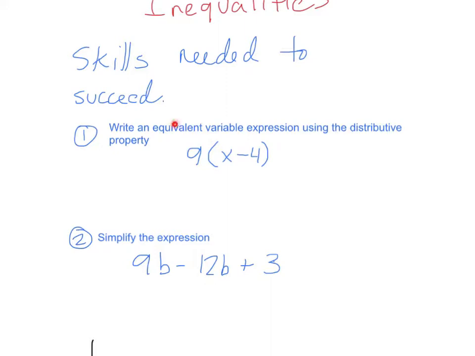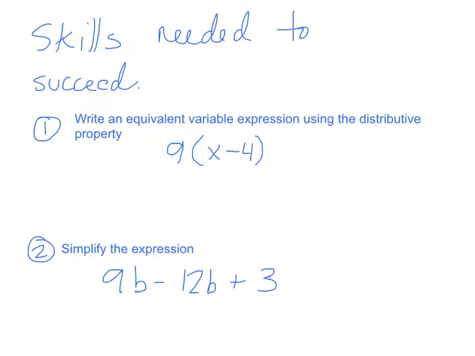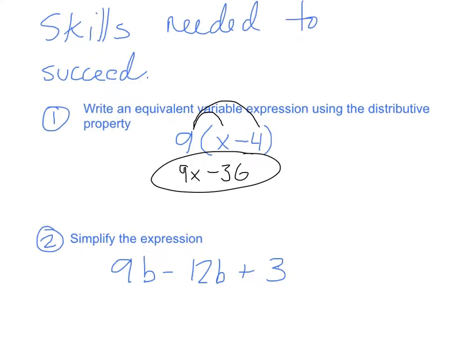Alright, so I hope you looked at this one and said, okay, an equivalent variable expression using the distributive property. Well, that means distribute. What do you distribute? The 9 to the x and then the 9 to the negative 4. So what's 9 times x? It's 9x. And what's 9 times negative 4? Negative 36 or minus 36, and that would be your equivalent variable expression.